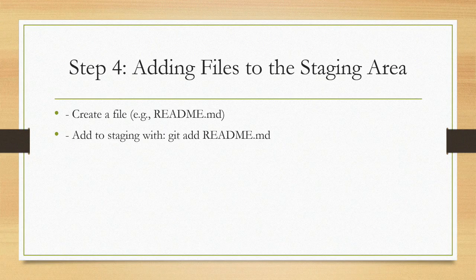Next, we'll add a file to Git's staging area. Let's create a simple file, like readme.md. After creating it, we use the command git add readme.md to tell Git that we want to track this file. The file is now in the staging area, ready to be committed.